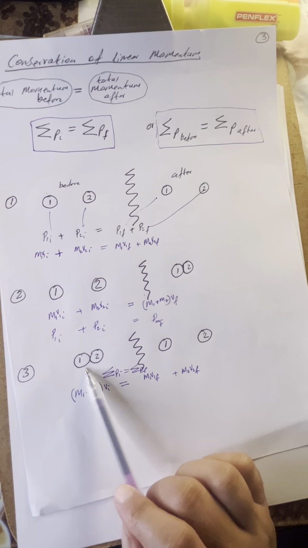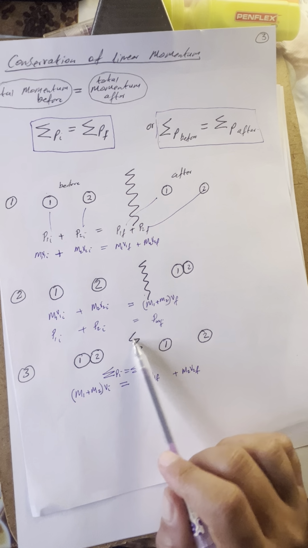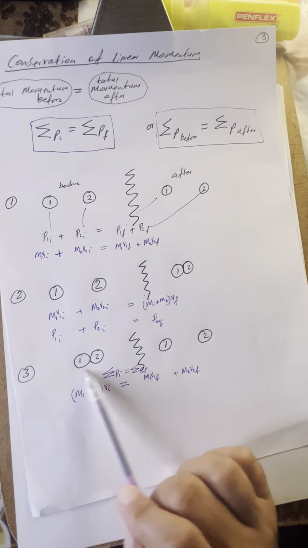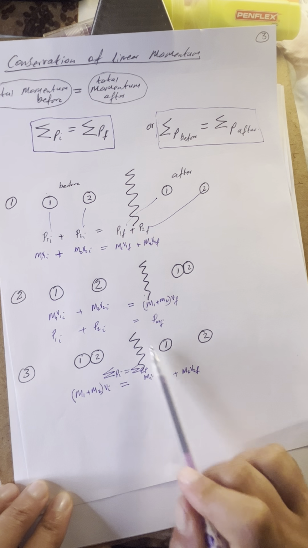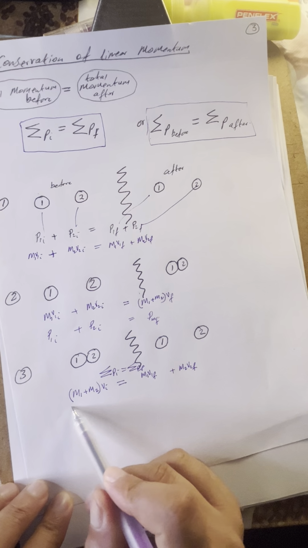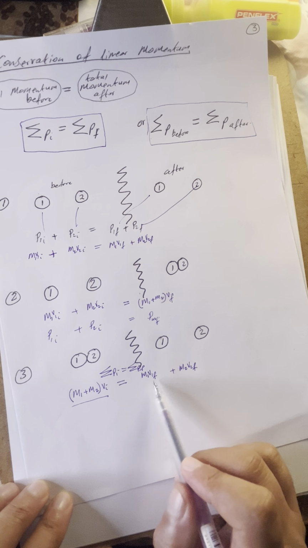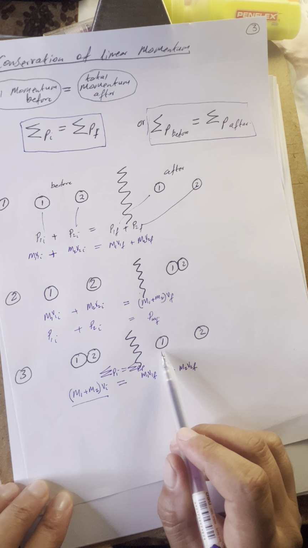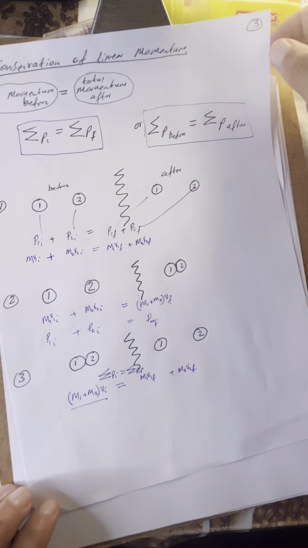Scenario number 3: when they are combined before collision, somehow an explosion happens. So when you have 2 objects stuck together before an explosion, it explodes, and then they are separated into 2. We have total momentum before, with the same velocity, equals momentum of object 1 after collision plus momentum of object 2 after collision. Now let's see how it is asked in the questions.